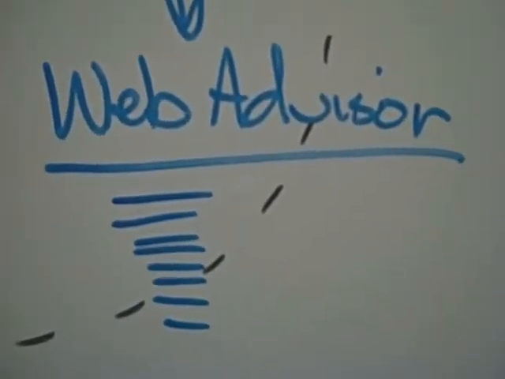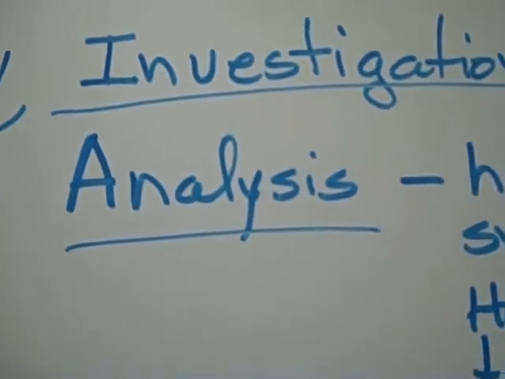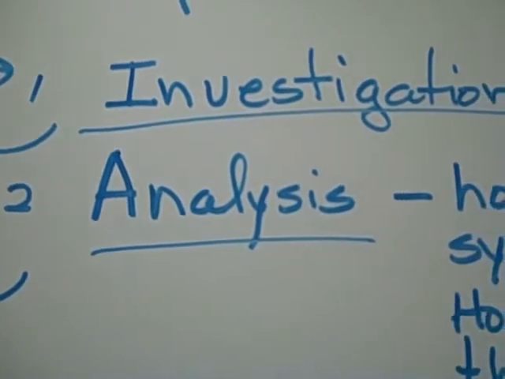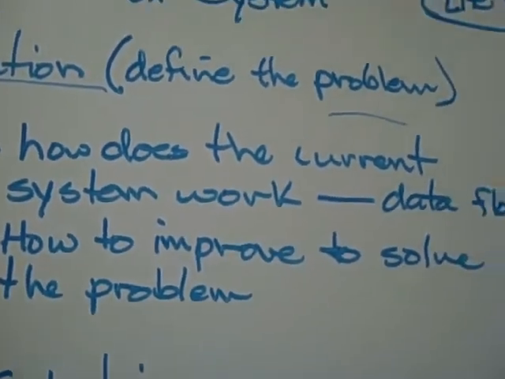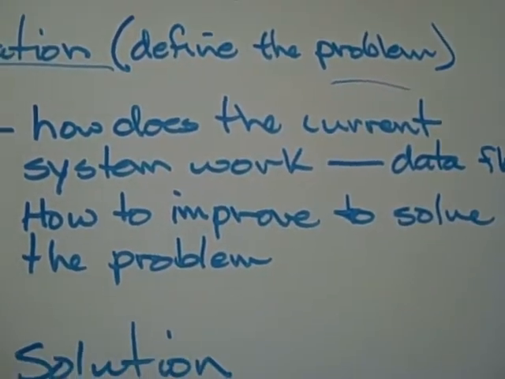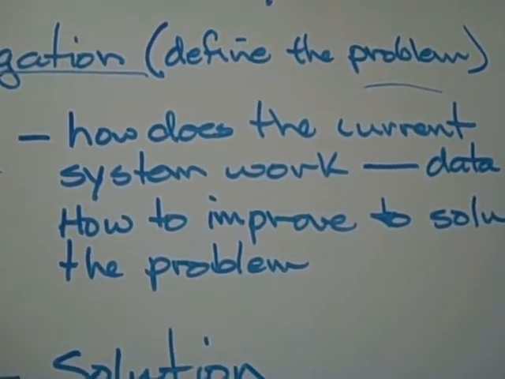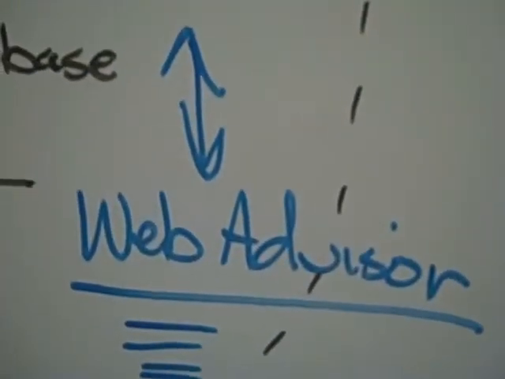Well, there was a problem with POISE. It was getting old, it was getting hard to maintain, maybe we couldn't maintain it at all, plus it didn't allow us an easy way to communicate with it from the web. So then they started looking at a package called WebAdvisor. And in the steps, they would analyze what we want to do here at the college, how the current system works, how the data flows, and how we improve to solve the problem. So we analyzed that, and they looked at some different options.